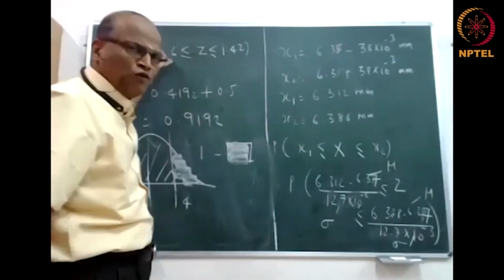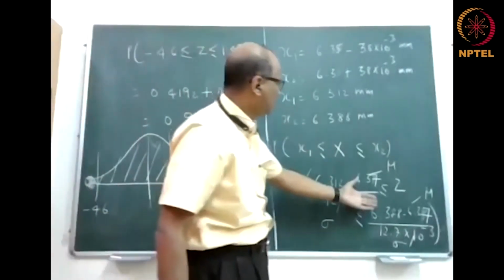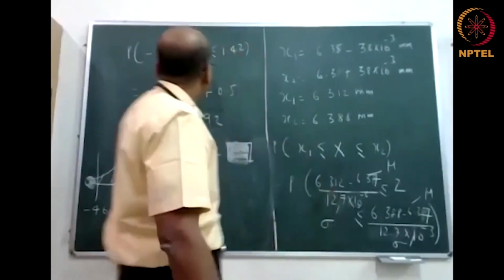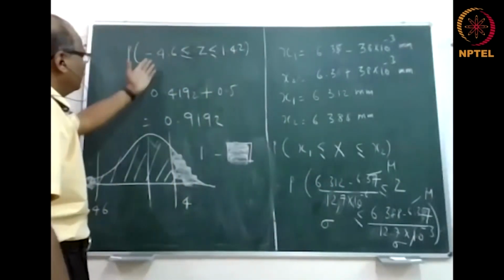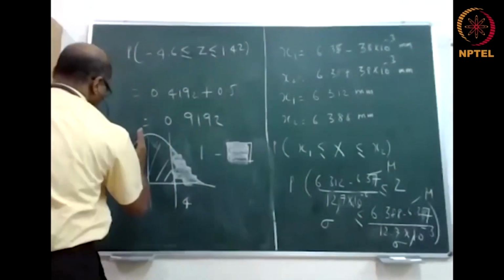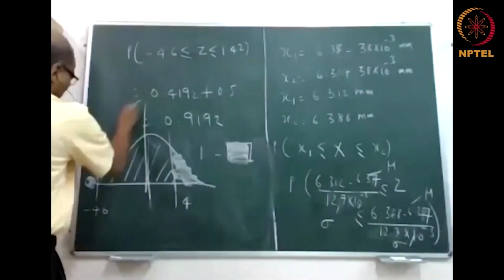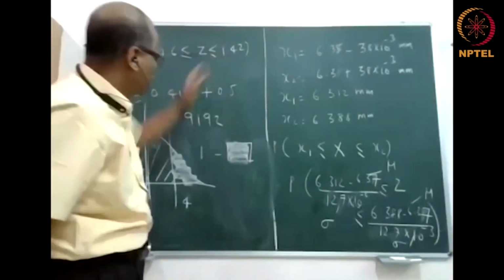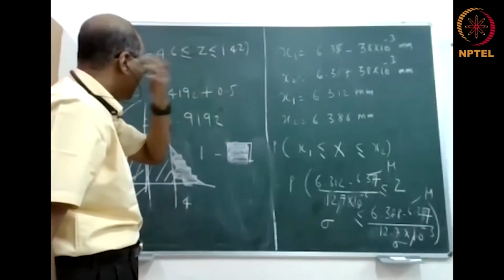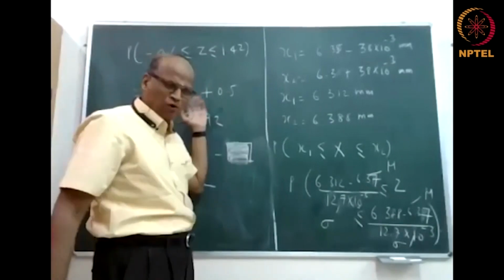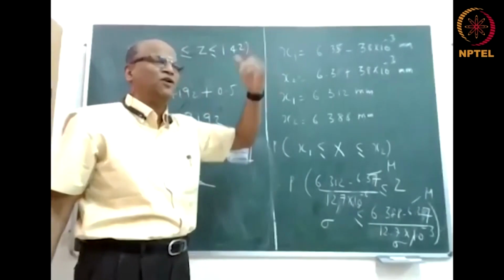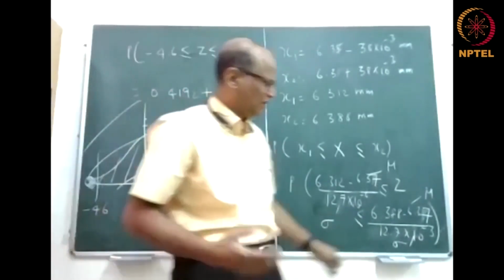Because anyway, this minus 4.6 is well below the 3 sigma, so it should be almost 0.5. So you have to just take 0.5. Almost the full left-hand side is covered. And on the right-hand side, I have to find out what is on the other side of 1.42. The other side of 1.42 is going to be only 0.1 or something. So it will be 0.4 plus 0.5 minus 0.1, which will be like 0.5 plus 0.4, which is like 0.91. Is that okay?